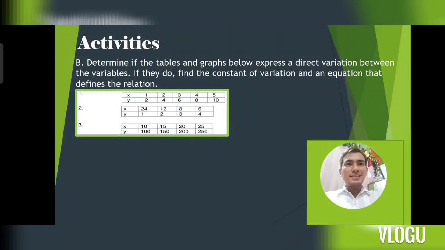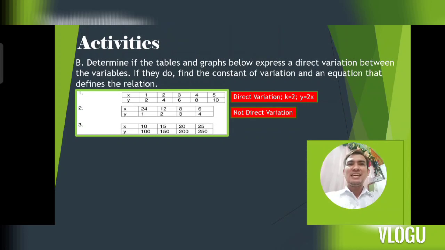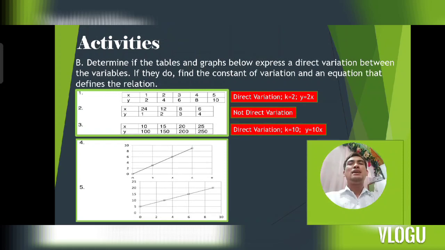Alright, so let's check it out for number 1. So the correct answer is direct variation. Our k is equal to 2 and our y is equal to 2x. Okay. Number 2. It is not direct variation. Okay. Number 3. Direct variation. K is equal to 10. Therefore, the equation is gonna be y is equal to 10x. Let's proceed to number 4 and 5.